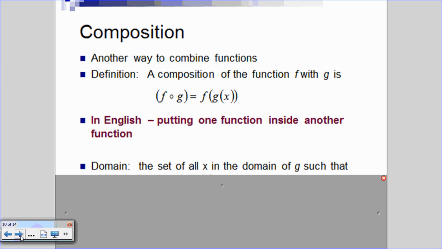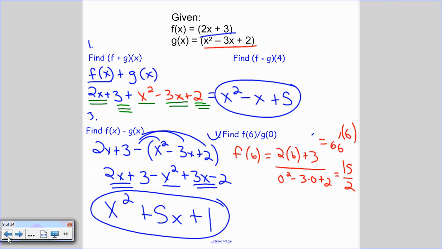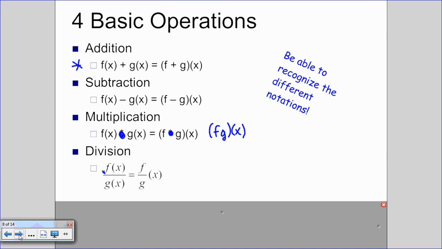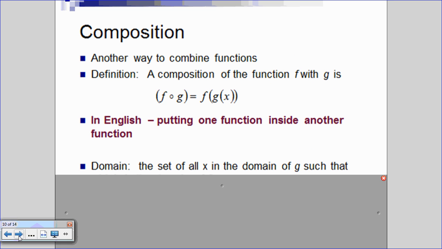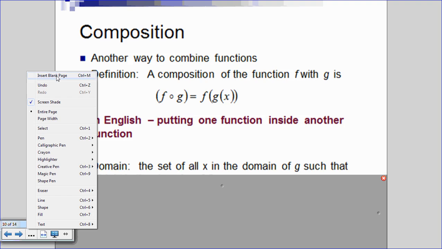Let's look forward here. So, composition. Let's go back. There are 4 ways to combine functions. We can use addition, subtraction, multiplication, division. A fifth way would be composition. Let's use our function machine to introduce this concept.